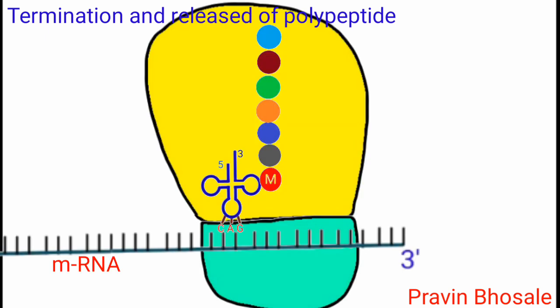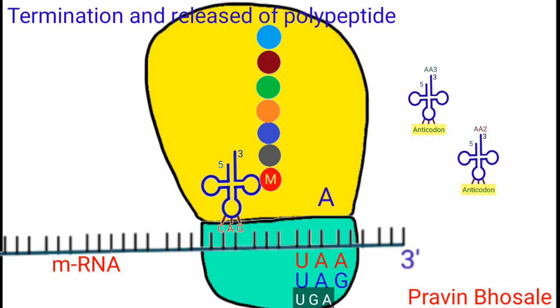Termination and release of the polypeptide. At the end of the mRNA, there is a stop codon: UAA, UAG, or UGA. It is exposed at the A site. It is not read or joined by the anticodon of any tRNA.